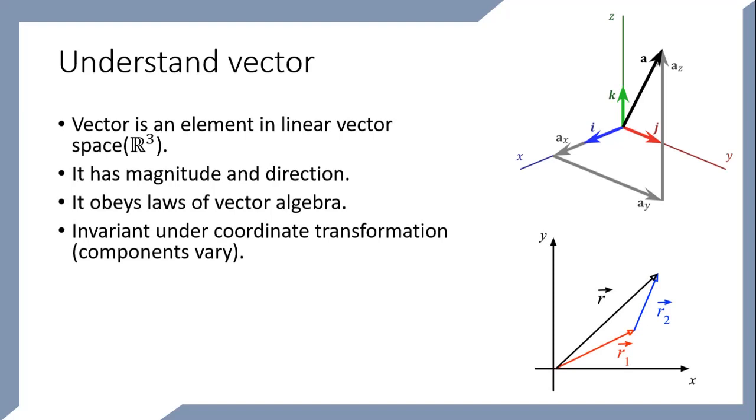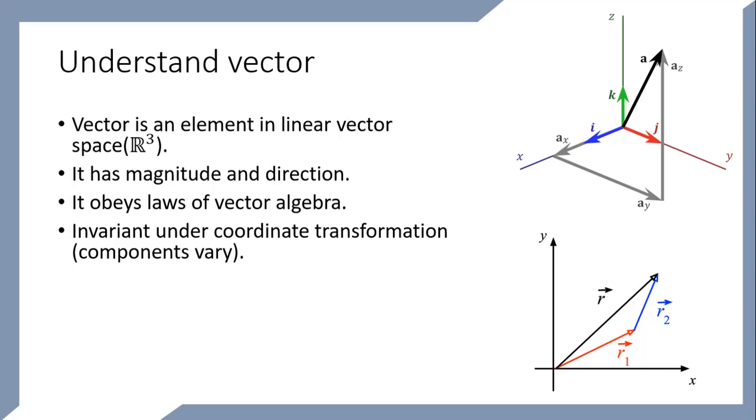And not everything which is defined in a linear vector space is a vector. It also has to obey the laws of vector algebra, that is vector addition, subtraction, the scalar product, and the vector product. So every element which obeys the laws of vector algebra has to be defined as a vector.